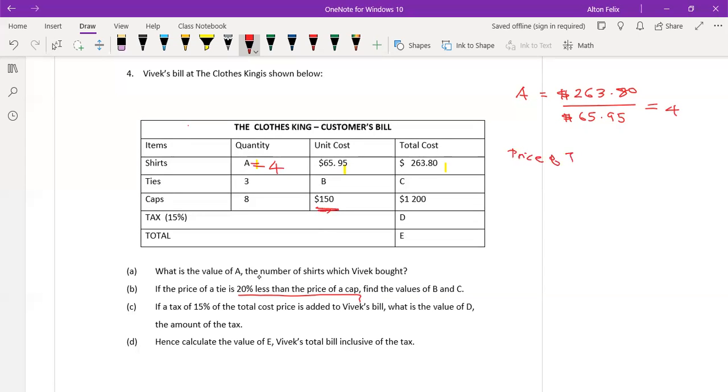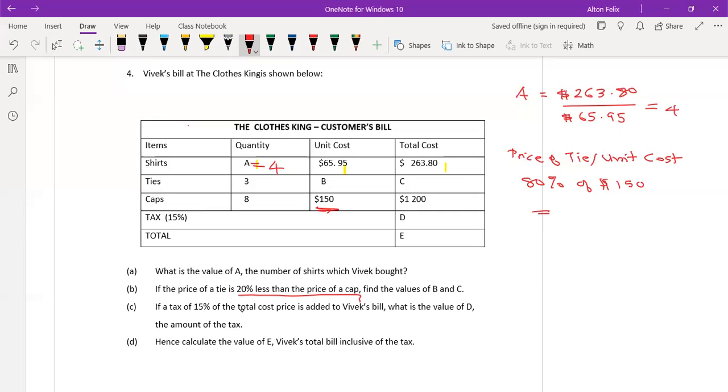So let's find the price of a tie. That's one tie. That's the unit cost. It's 20% less, so it means that it's 80% the price of the cap, right? So let's work out that. We could take 80% of 150. The nice thing about math is that it causes you to think in a kind of logical manner. So let's see how that goes. So we have 0.8 multiplied by 150, and that'll be $120, right?